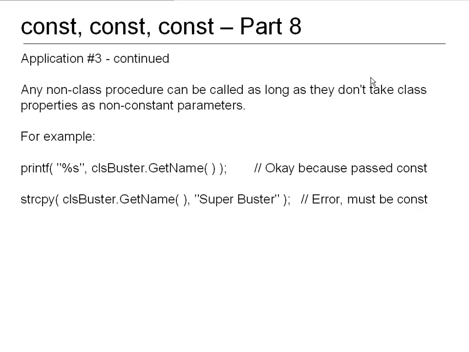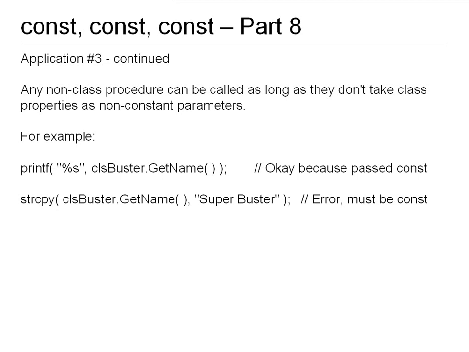Now, any non-class procedure can be called as long as they don't take class properties as non-constant parameters. So for example, we can call printf inside our code with getName, and that's fine because it takes that as a constant parameter. However, we cannot call string copy with getName as the destination because the destination is non-const.